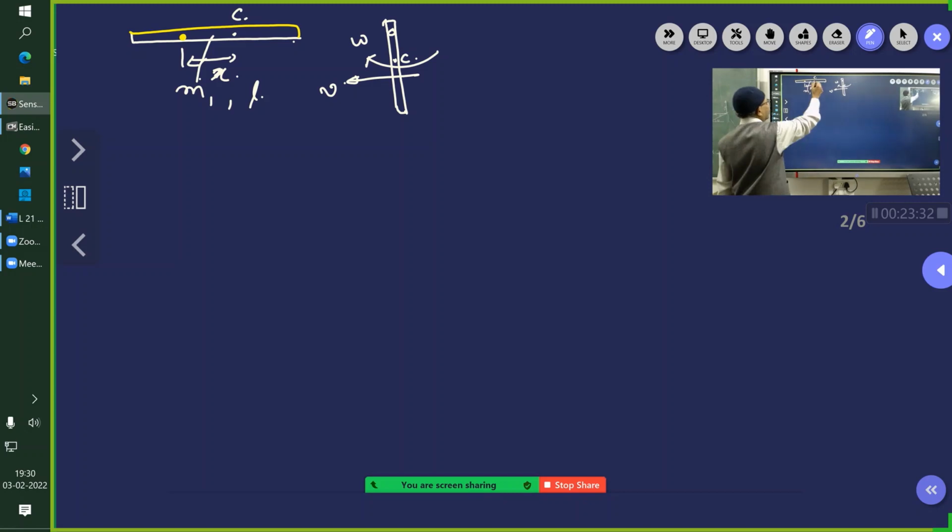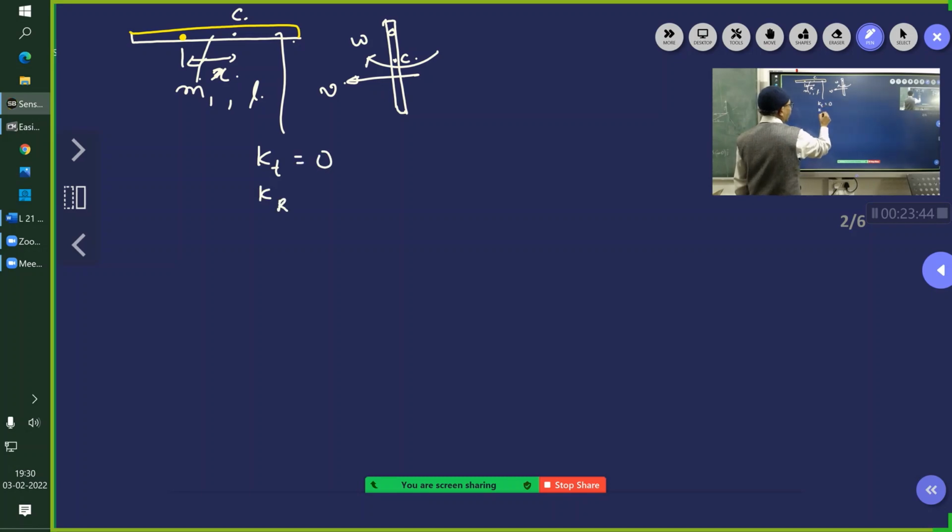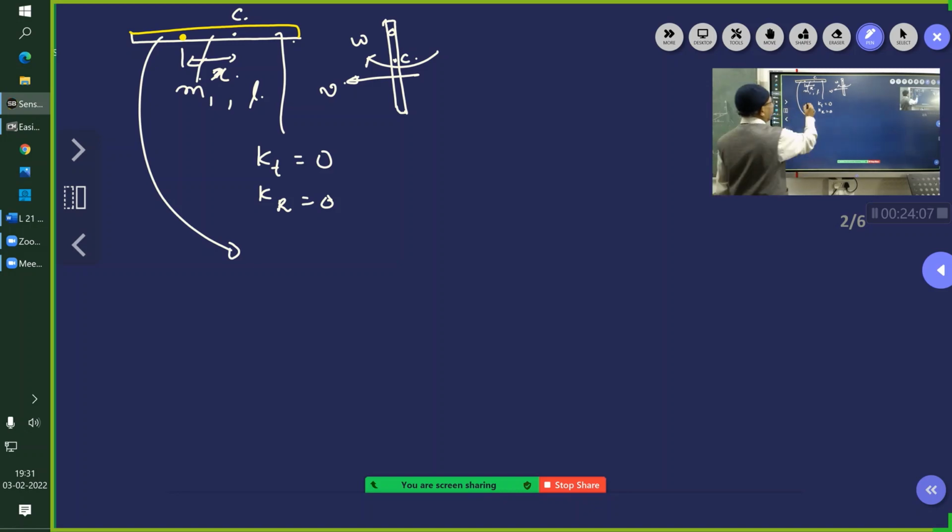So the rod was like this, now the rod is like this. So here, the kinetic energy of translation is 0, the kinetic energy of rotation is also 0 at this point. And at this point it has both. When the rod is like this, what is the total energy of the rod with respect to this point?